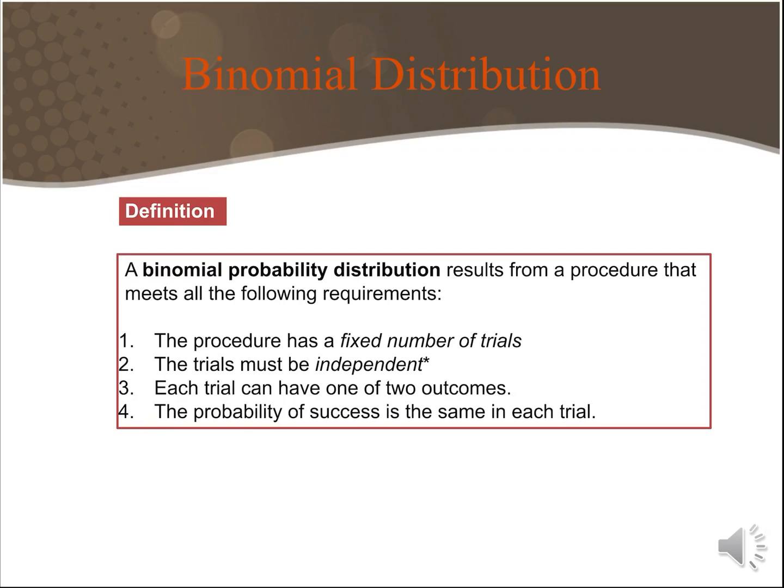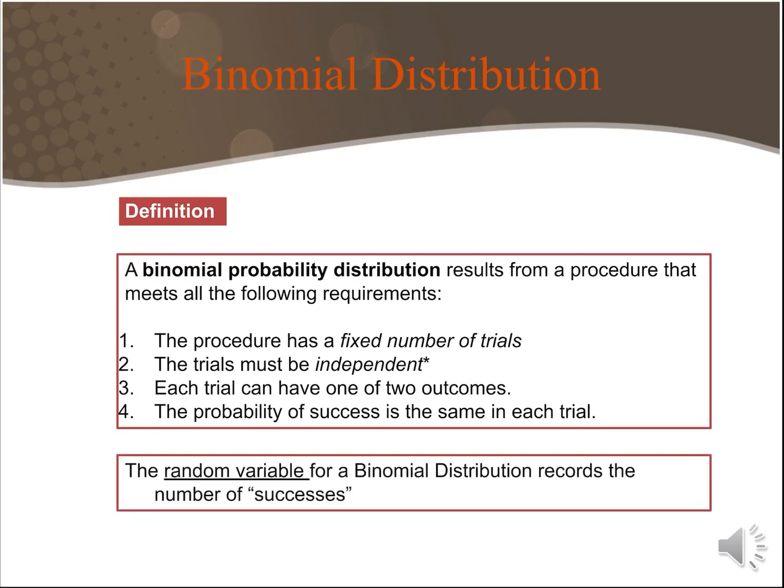The procedure has a fixed number of trials. Each trial must be independent of one another. Each trial must have one of 2 possible outcomes. That's where the binomial part comes in. There are only 2 outcomes that are possible. And the probability of success is the same for each trial.